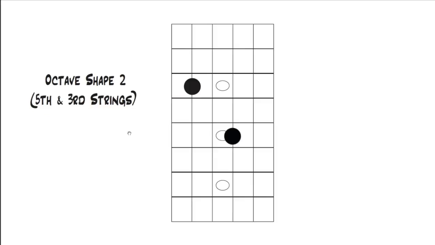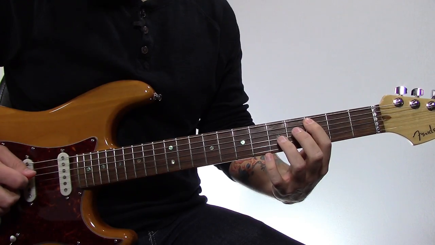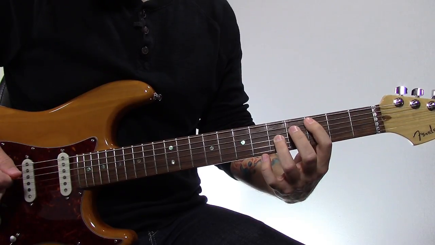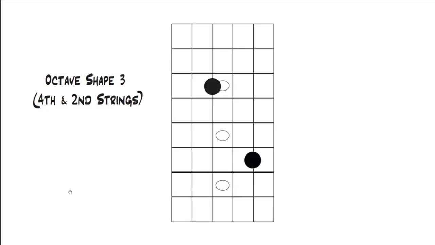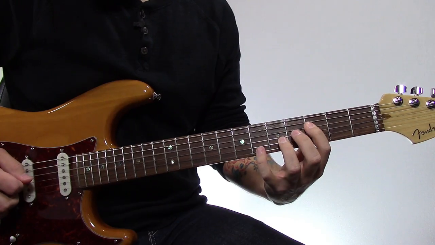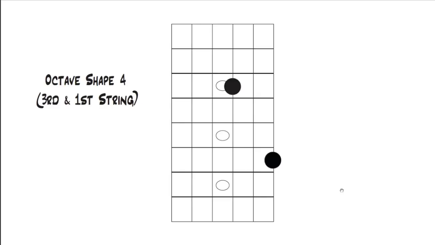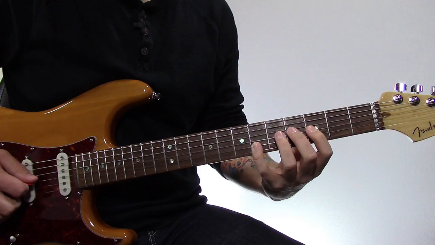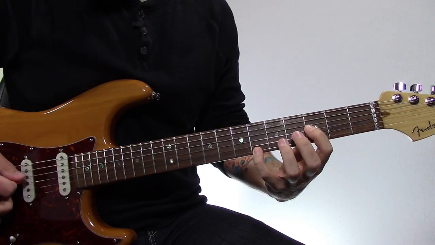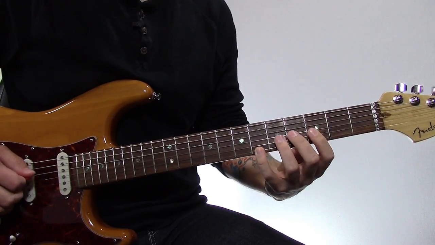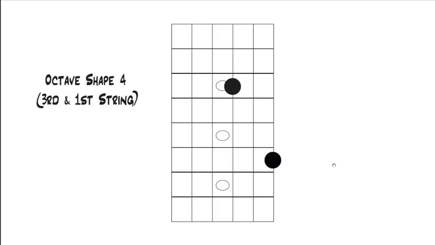If we go down towards the floor, we're on to Octave Shape 2, which has the notes on the 5th and 3rd string. Go down again, we're on Octave Shape 3, which has the notes on the 4th and the 2nd string. And then Octave Shape 4 is this one, which is the notes on the 3rd and 1st string. And these are all the shapes that I showed you in the last lesson when I was showing you how to move interval shapes through all the string sets.